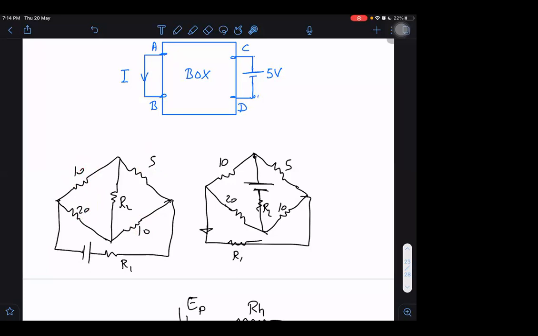If it is a balanced Wheatstone bridge, what current will flow from R2? Zero or not? Zero current will flow. And again, we can use the theorem of reciprocity.